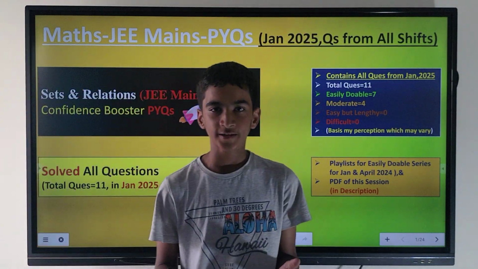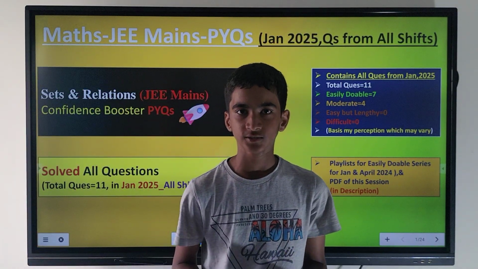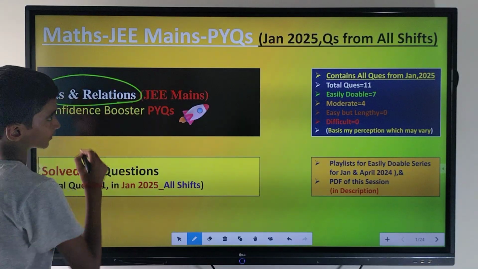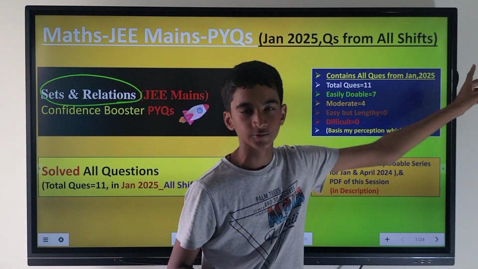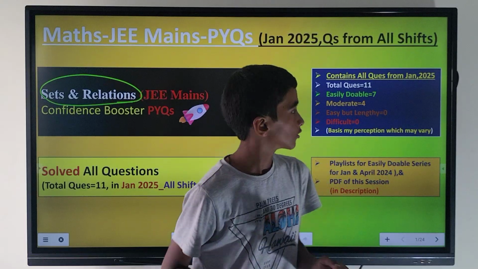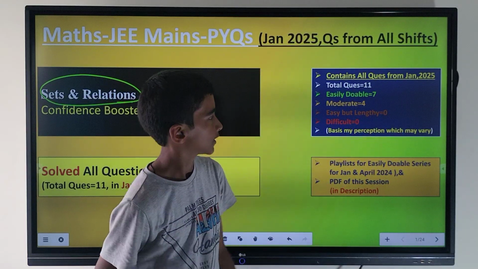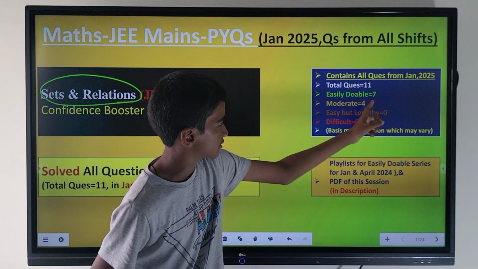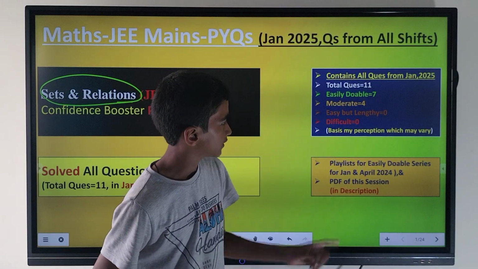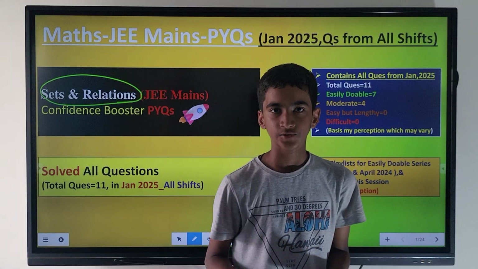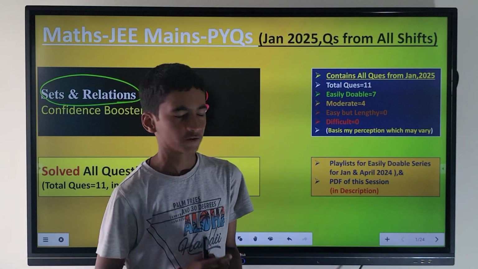Hi all, so today we are going to solve questions from sets and relations which came in different shifts of Jan 2025 attempt. So today we have a total of 11 questions which we are going to solve, out of which 7 are easily doable and 4 are moderate, and this is on the basis of my perception, which may vary. So now let's jump on to our first question.